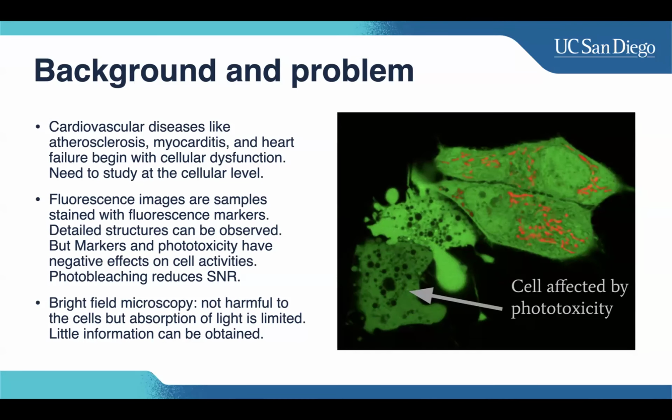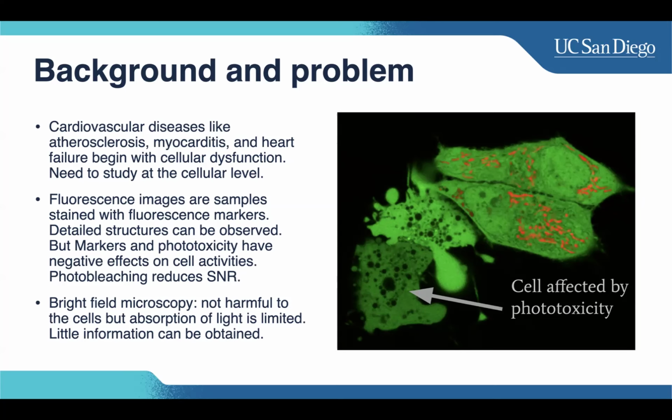We have to study the cells because many cardiovascular diseases begin at a cellular level, and many cardiological therapies start at this level too. Fluorescence images are the gold standard of studying cells. With fluorescence markers, detailed structures can be observed within these cells. But these markers are harmful to the cells, and the cells can also be damaged by the light during imaging. This is called phototoxicity, by the way. These markers can also lose fluorescence due to prolonged exposure to light. This is called photobleaching.